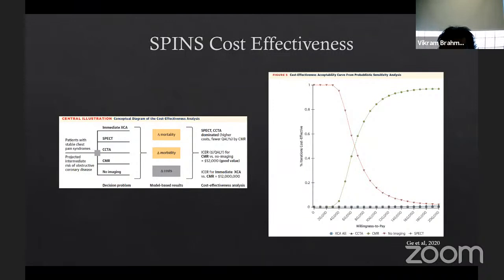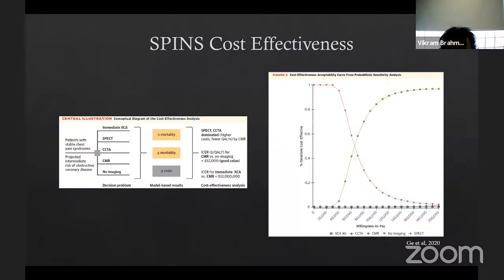And what they found is overall CMR is optimal. While no imaging obviously would have the lowest costs, it also had the lowest quality adjusted life years. And SPECT, CTA, and invasive angiography all had higher costs. And more importantly, CT and SPECT had fewer quality adjusted life years than a CMR-based approach in the US health system.